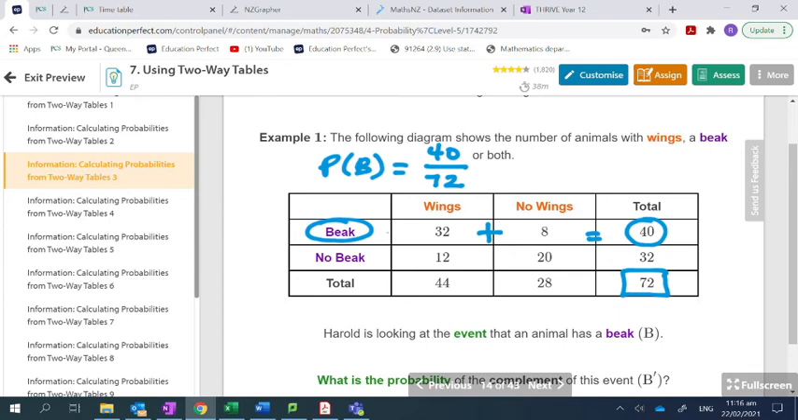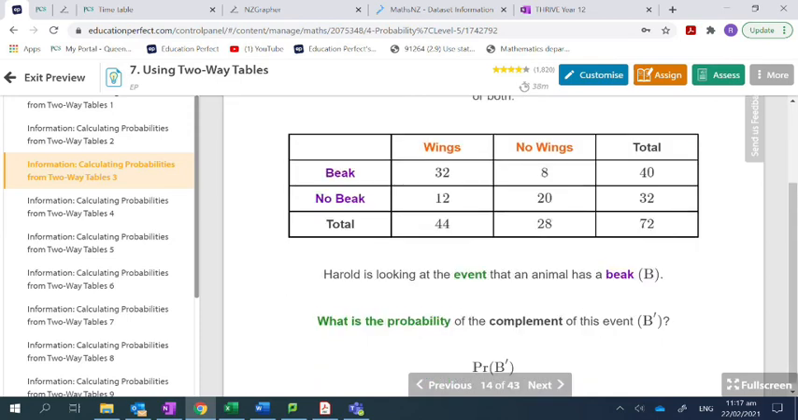All right. Then he wants to know how many don't have beaks. So, again, we're just going to go to the row for no beak, and it doesn't matter if they have wings or not. So that's how many animals? 32 out of how many total? 72. Right? This is kind of like the exercise that you did last time when we weren't here together. Okay? Let's walk through this one so you can see the whole thing.